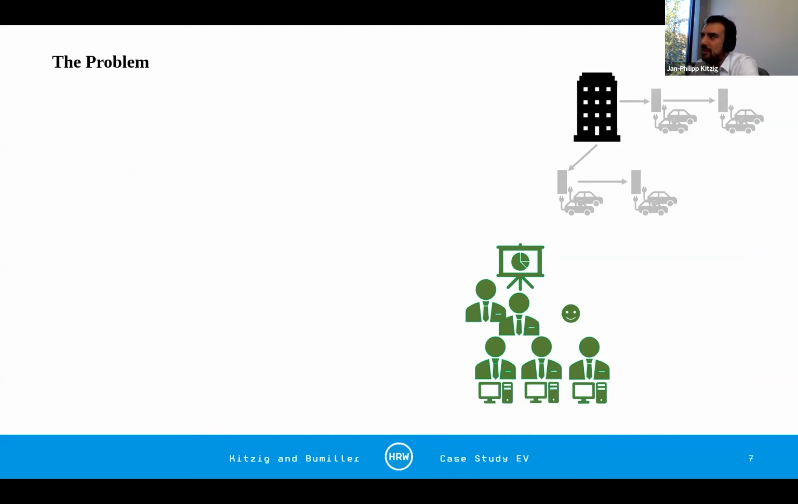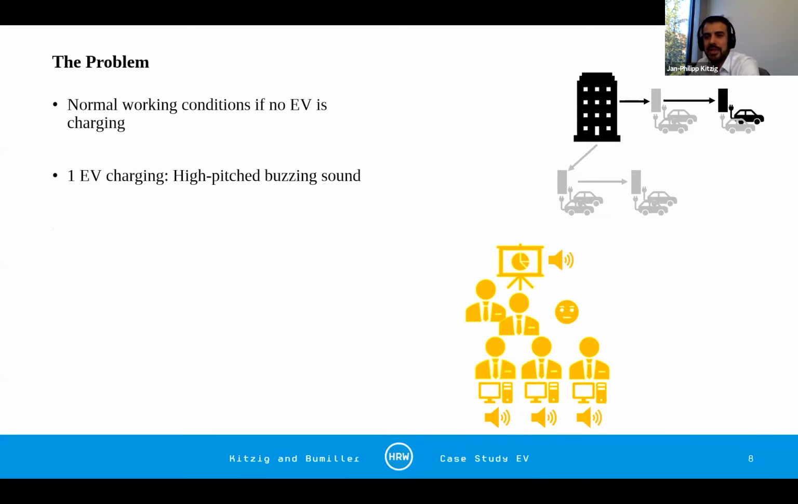Well, in normal working conditions, if there is no electric vehicle charging, everything is fine in this building for the employees. As soon as one electric vehicle is connected to one of these charging stations, it doesn't matter which one it is, devices in the office building start to emit a high-pitched buzzing sound.